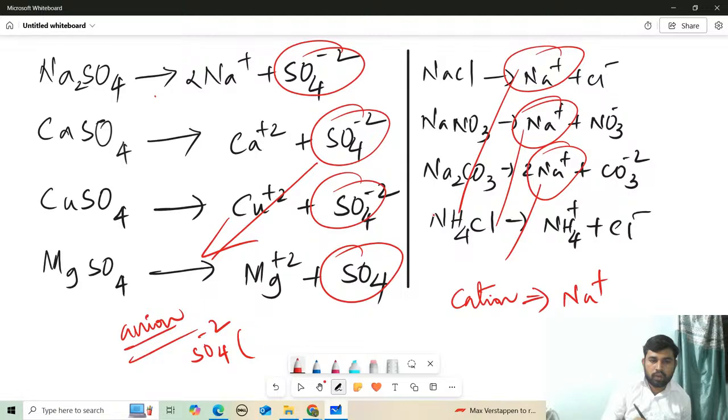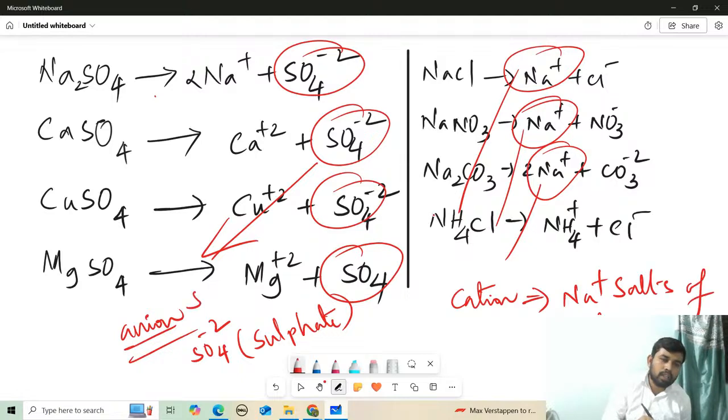This is called what, sir? It is called the sulfate ion. Similarly, here what is it, sir? It is called the sodium ion. Then we can call this salts of sodium. Similarly, I can call this, what, sir? It is called salts of sulfate.